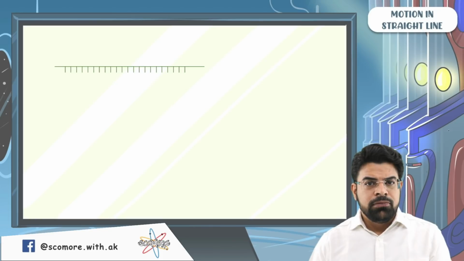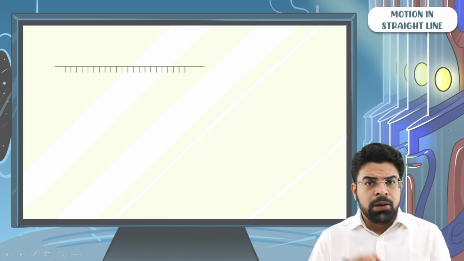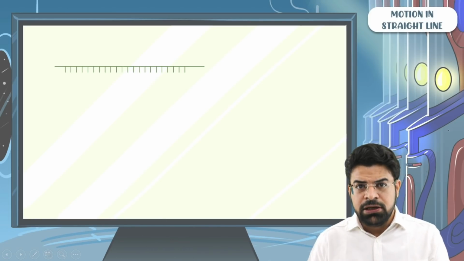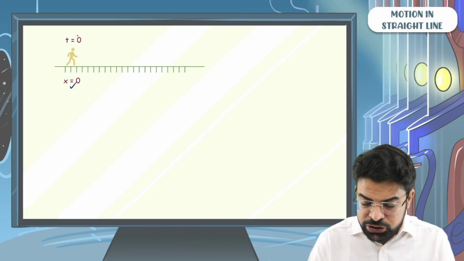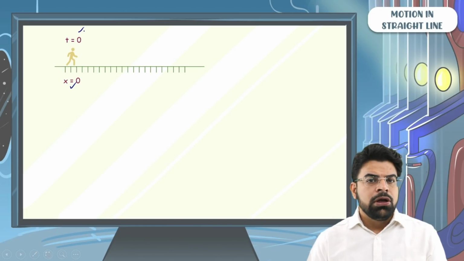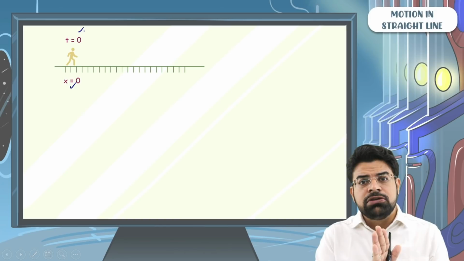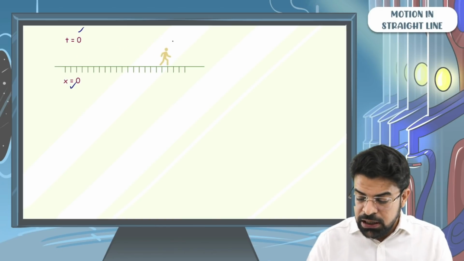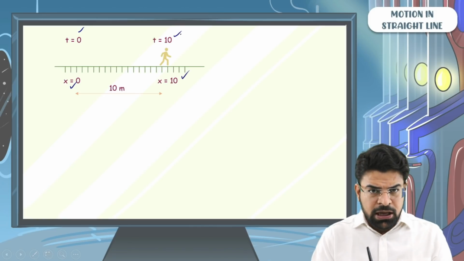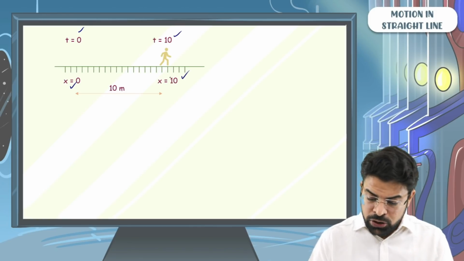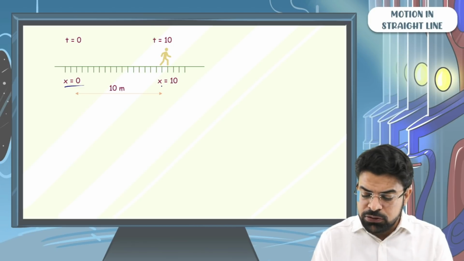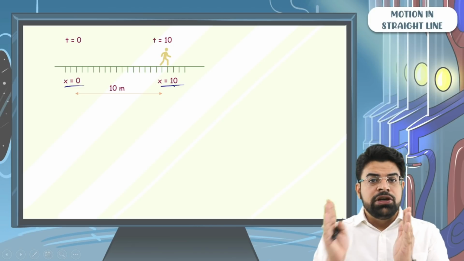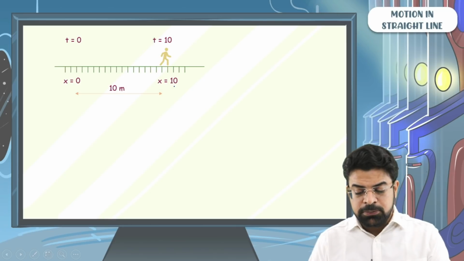Let's say there is a number line and a person stands on this number line at x equals 0 at time equals 0. And now the person starts moving in the positive x direction and we find the person at x equals 10 at time equals 10. So if the person has moved from x equals 0 to x equals 10, the person has moved 10 units forward.